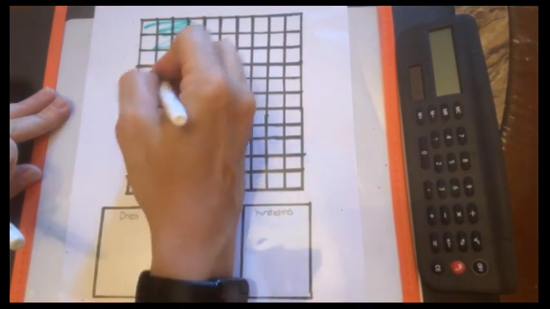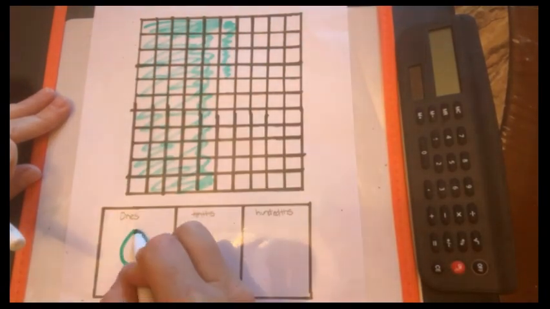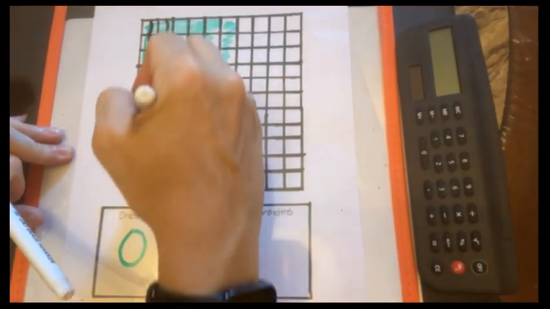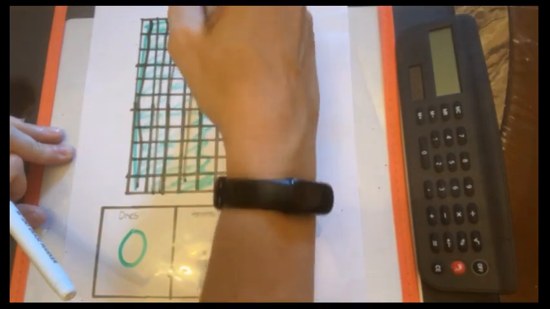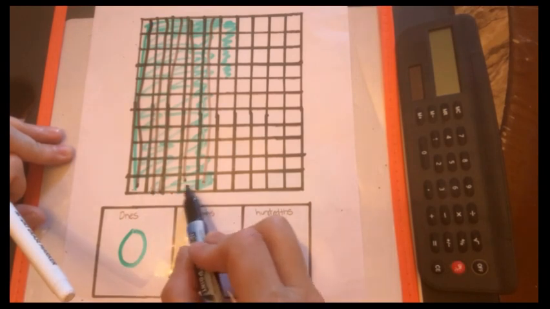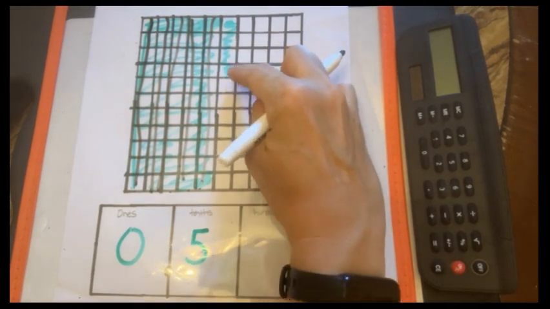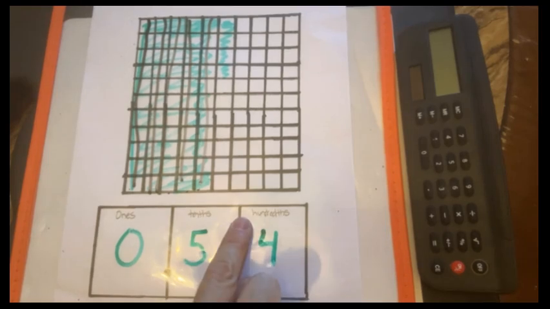So if I quickly shade these in, it doesn't have to be perfect. I ask myself, do I have any wholes shaded in? Nope, I don't have any ones. What about tenths? This is completely shaded in. This one is, this one is, this one, and this one. So that's 1, 2, 3, 4, 5 tenths. And then how many additional hundredths? 1, 2, 3, 4. So I read it as 54 hundredths.